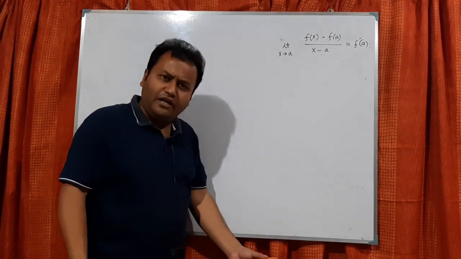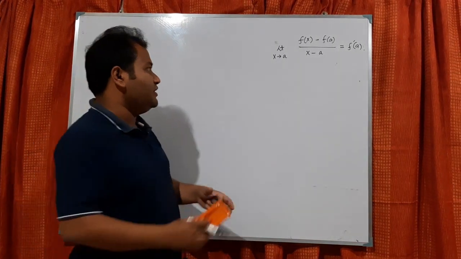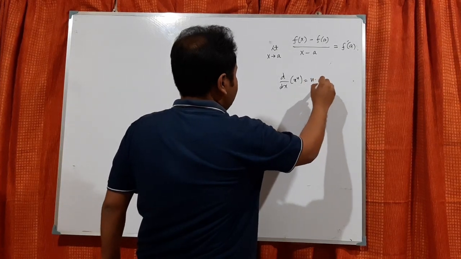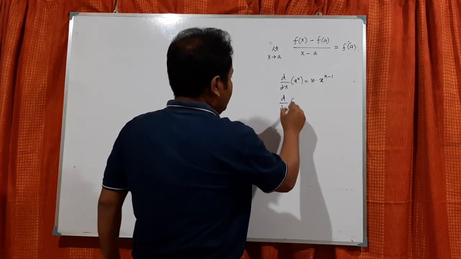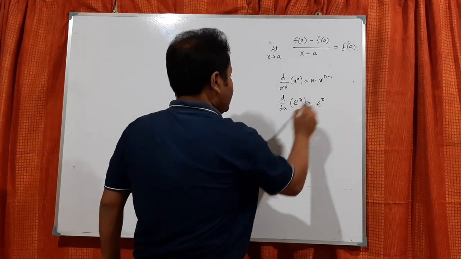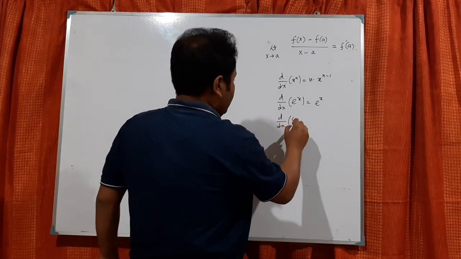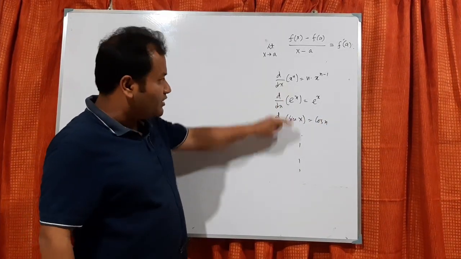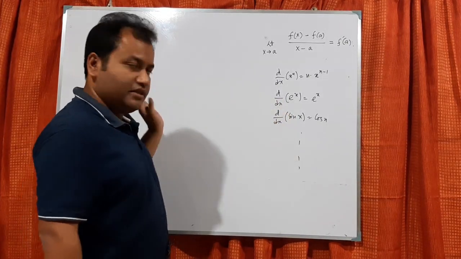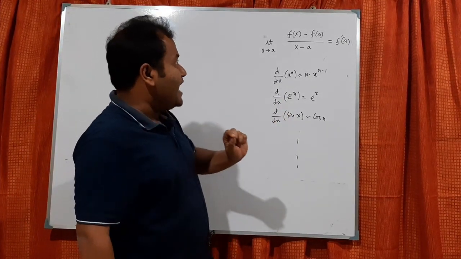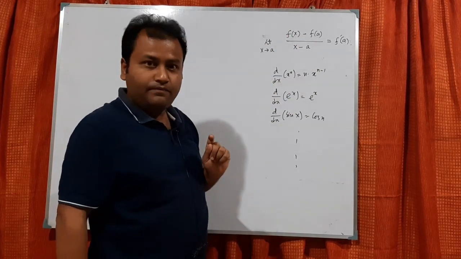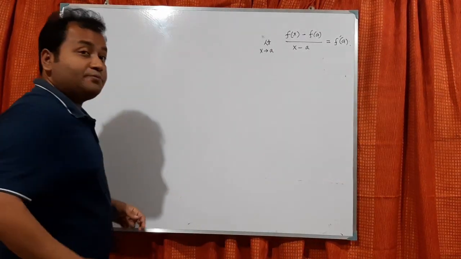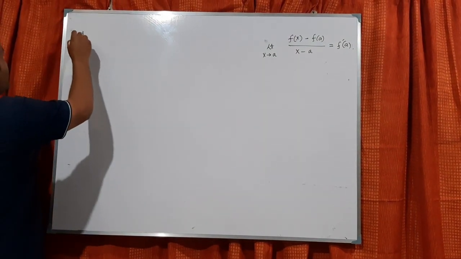Now we know many formulas of derivative, like d/dx of x to the power n will be n times x to the power n minus 1, d/dx of e to the power x will be e to the power x, d/dx of sin x will be cos x, and so on. I will not go into those formulas because you already know them from your book or other sources. My intention is to explain the definition. Okay, now let us go to some other topic, which is absolute value. So absolute value.